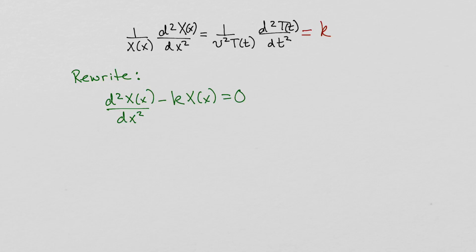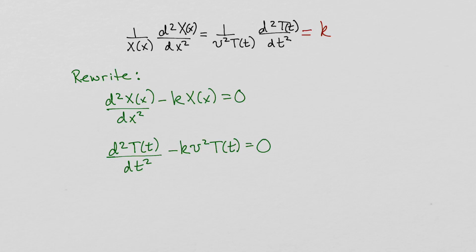Okay, and then we're going to do the same thing with our t part of our equation. Okay, so just rearrange that, get everything on the left-hand side, and you will end up with the following expression. Okay, so once again we have now our ordinary differential equations. We have one equation in terms of x and one equation in terms of t.